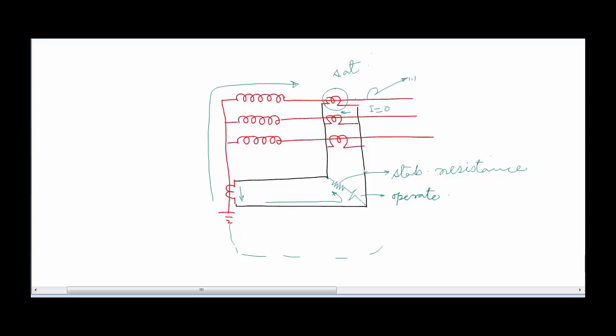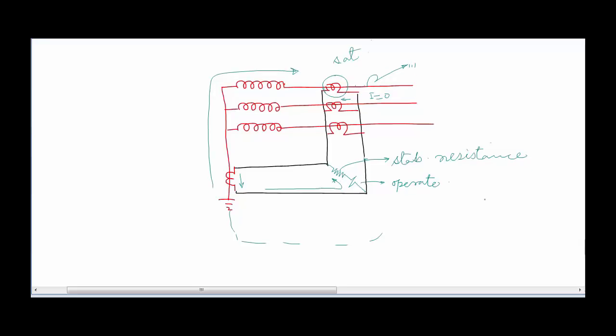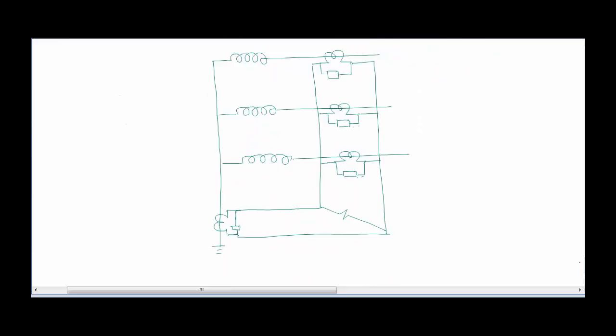So in order to avoid that situation, what we do is we introduce a resistance in series with the relay coil, which is called the stabilizing resistance, which is going to provide stabilization when there is a fault outside the restricted zone. So in order to understand the significance of the stabilizing resistance in a proper way, let us look at the REF protection circuit in a better way. This is the exact equivalent circuit of REF protection, in which we can see that in parallel to this particular CT, we have a component which is called the magnetizing component.